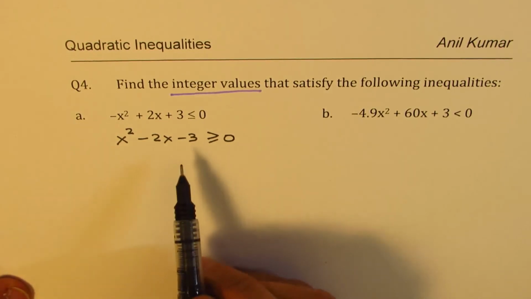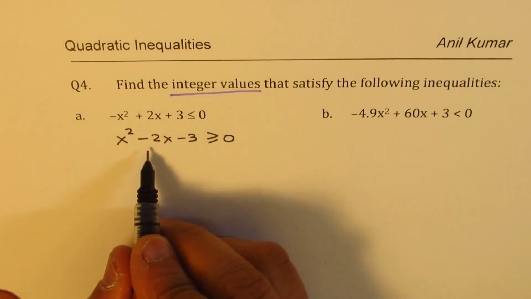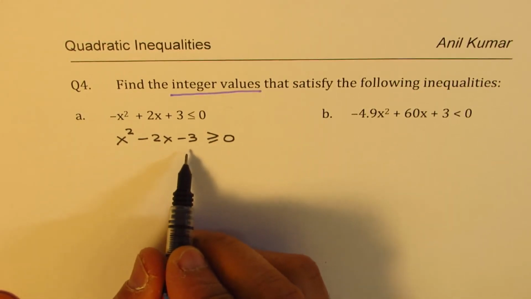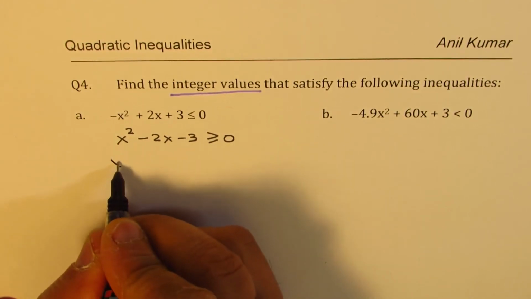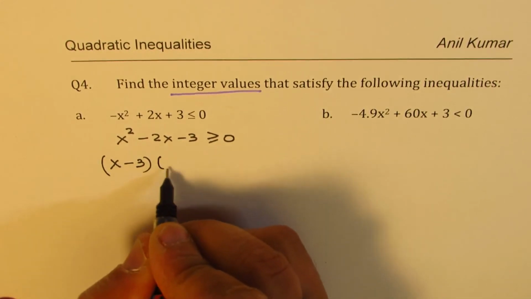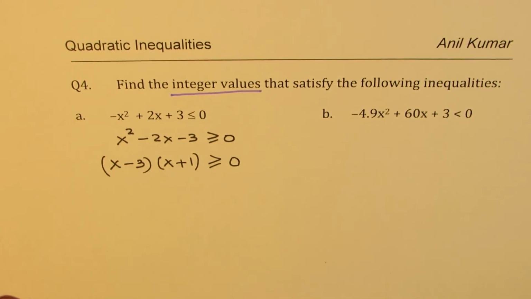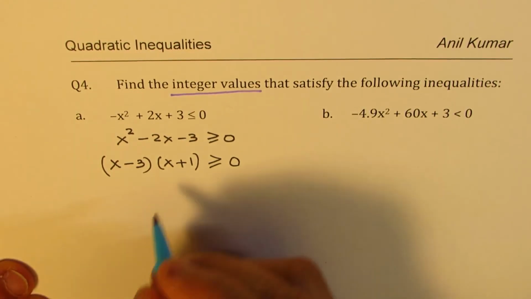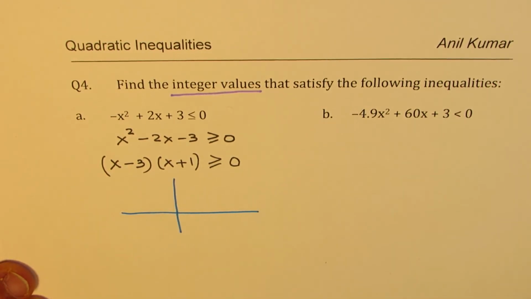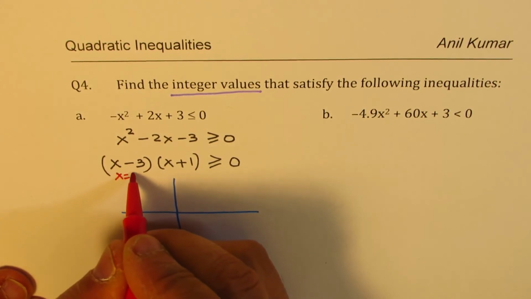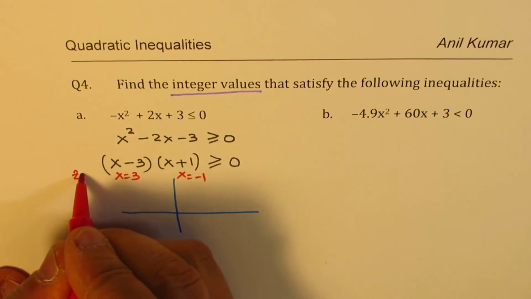Now, can you factor this? 3 times 1 is 3, and when you add them, you get minus 2 if one of them is negative, right? So the bigger number has to be negative. So I could write this as x minus 3 times x plus 1 greater than or equal to 0. So we get our inequality in factored form. That is kind of key, right? So now let's try to sketch this graph. We have two zeros here. One zero is at x equals 3. The other one is at x equals minus 1. So these are our zeros.